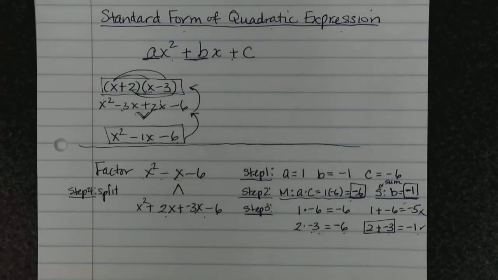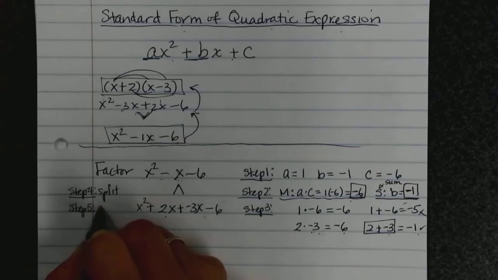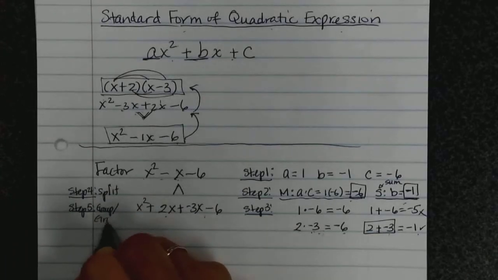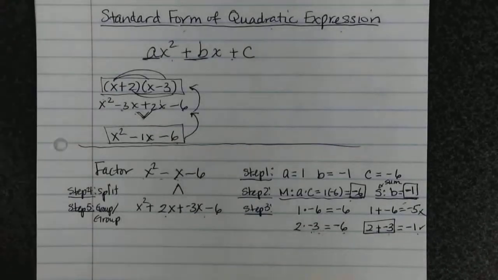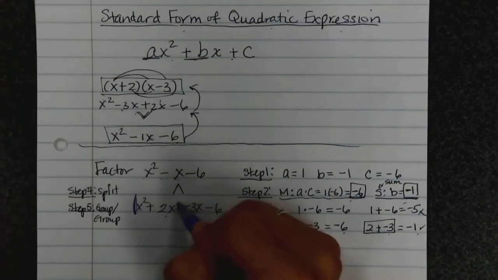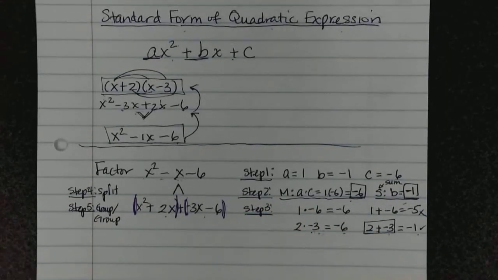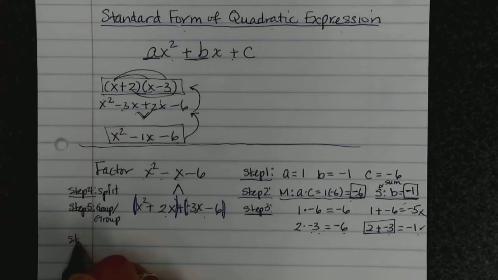And then step 5, I call this step 5, is to group. This is why it's called factor by grouping. So we're going to group. I am going to group the first two, and we're going to group the second two. Now once we group, we want to find the greatest common factor in the first group. We call that step 6. We're going to factor.